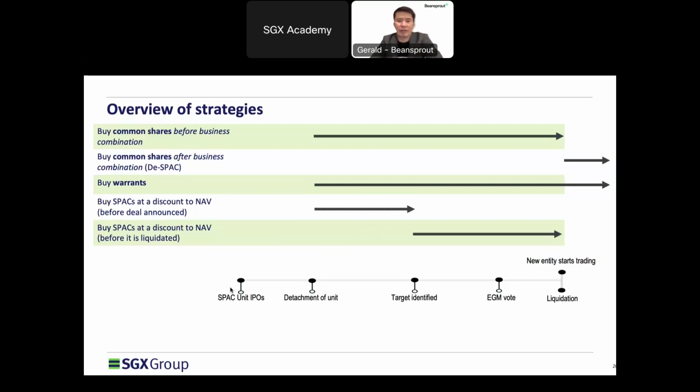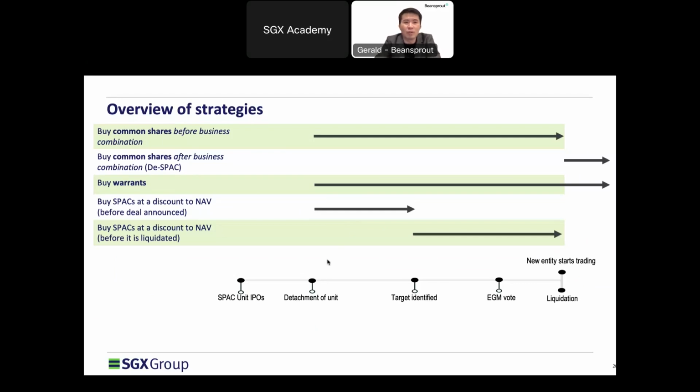So effectively, these strategies will work at different points in time. We've already seen the SPAC unit IPO, so we no longer have the option to be buying the SPAC unit. We have seen the detachment of the unit into the shares and the warrants. So our options now are whether to consider the shares or the warrants, and at what point in time we want to be involved.